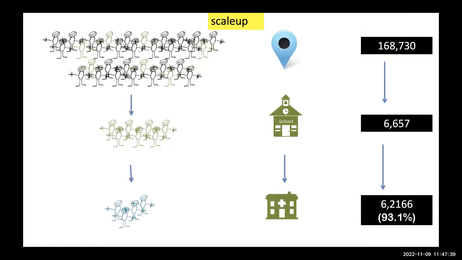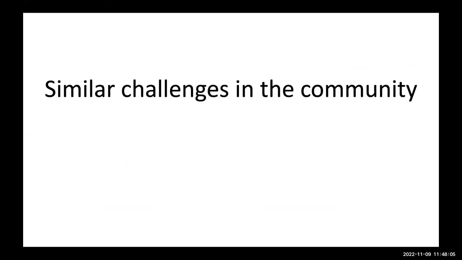Based on those results, we were able to scale up to cover all the schools in Trans Nzoia County. That was 400 schools, about 200,000 children. Overall, we were able to screen 168,000, of which we found over 6,500 with eye problems, and we were able to treat about 93% of them. That gave us at least some confidence that we could use mHealth technology to solve problems in school. But we also had similar challenges in the community.